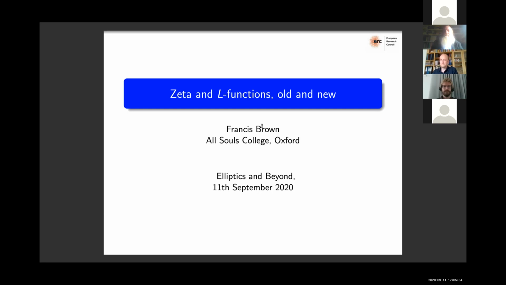Before I begin, before I forget, let me just say from the very beginning that an L function is a more general version of a zeta function. So the words zeta and L are sort of mixed up historically, and I will flip between the two.